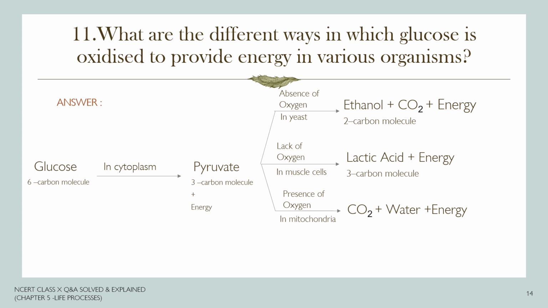The third scenario happens in muscle cells or in cases where there is a lack of oxygen or oxygen is insufficient. You would have experienced when you are doing very severe exercises, you get a pain in the muscle. That is because of the formation of lactic acid, because in this case pyruvate breaks down into the 3-carbon molecule lactic acid and a little amount of energy is released. So these are the 3 different types of pathways which glucose takes for providing energy to various organisms.